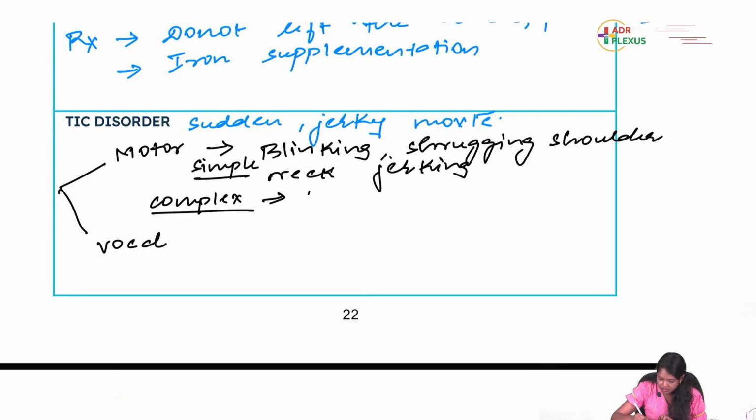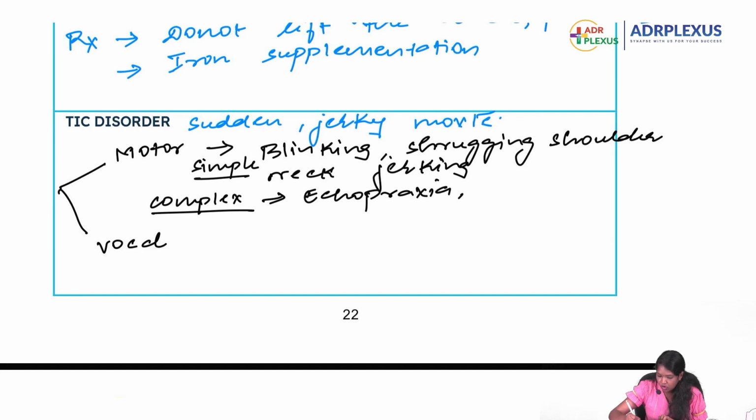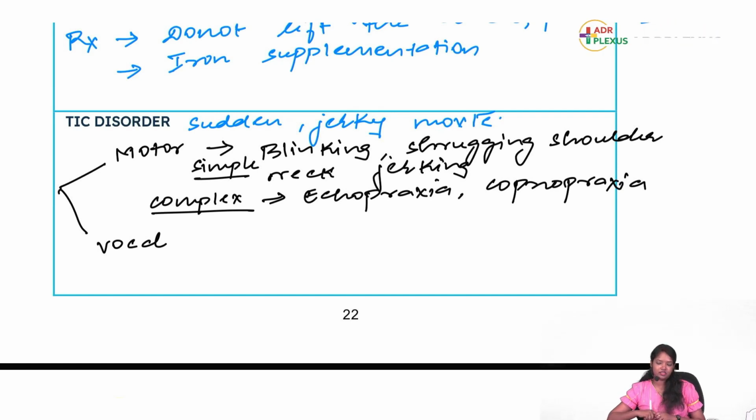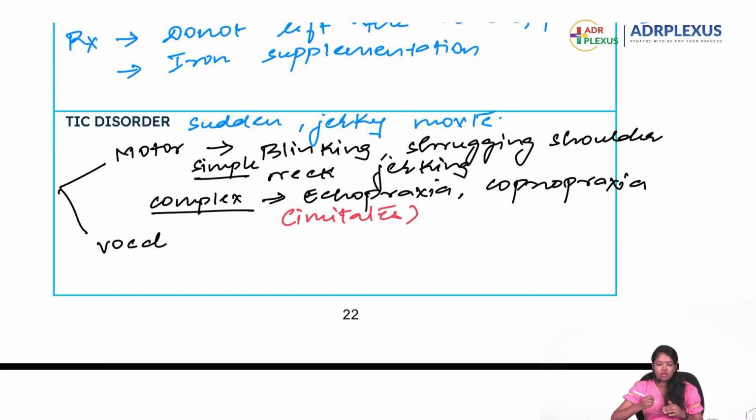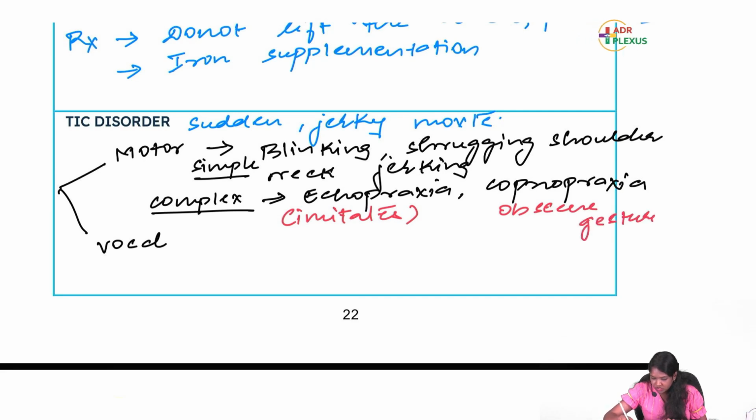They are called as echopraxia, copropraxia. Echopraxia, copropraxia. Echopraxia is imitating a behavior. If someone is doing something, you imitate that. Imitating activities is called as echopraxia. Copropraxia is doing obscene gestures. Obscene gesture is called as copropraxia.